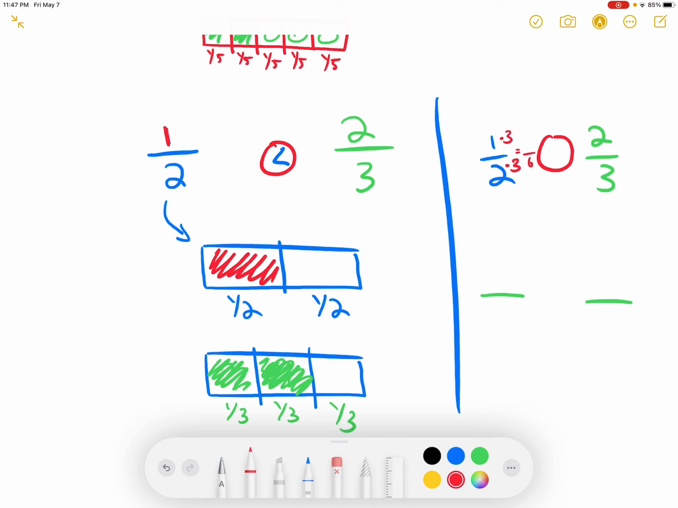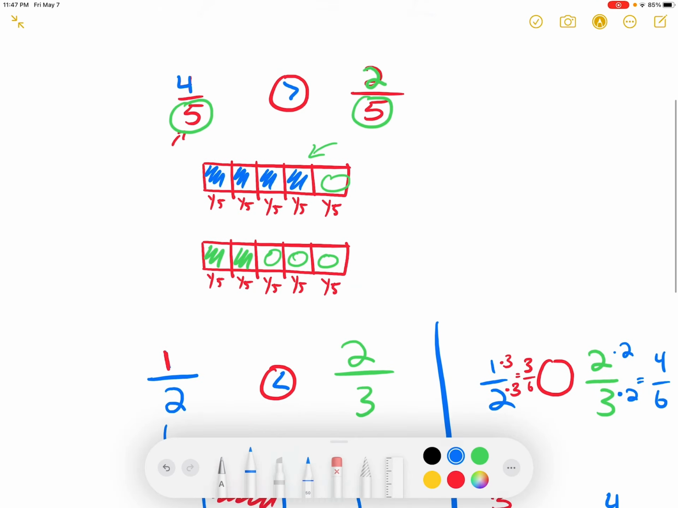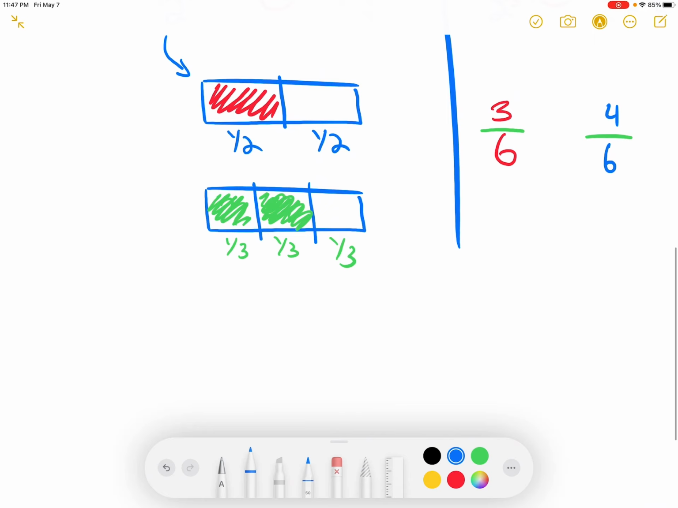And what I do to the bottom, I must also do the top. So 1 times 3 is 3. So I could change 1/2 into 3/6 because it's an equivalent fraction, right? And then I could also change this 2/3, multiply that by 2, multiply that by 2. 3 times 2 would give me 6. 2 times 2 would give me 4. And I could change that into 4/6. So now that they have the same denominator, I can more easily see which one is better than the other.